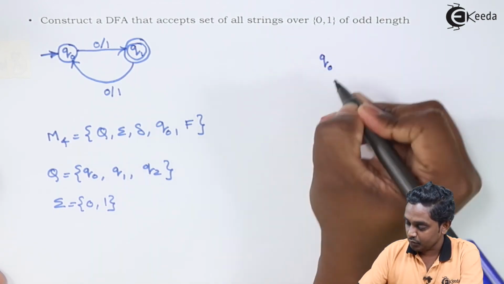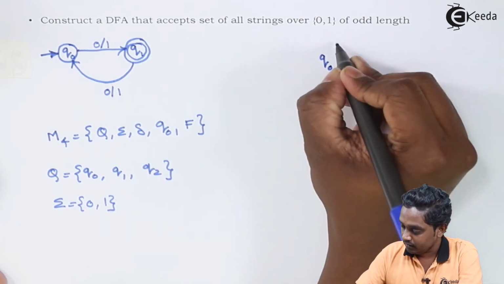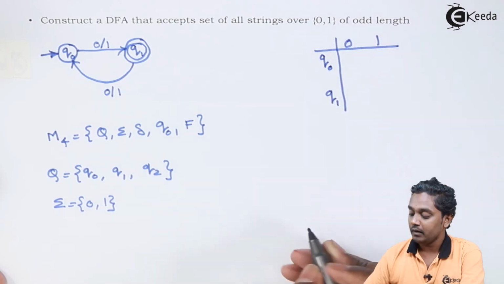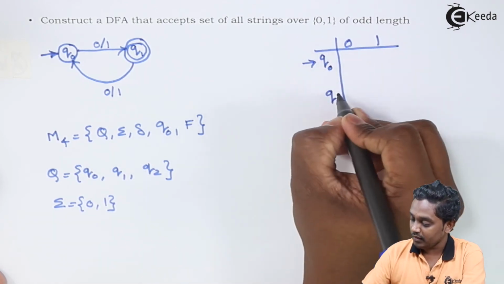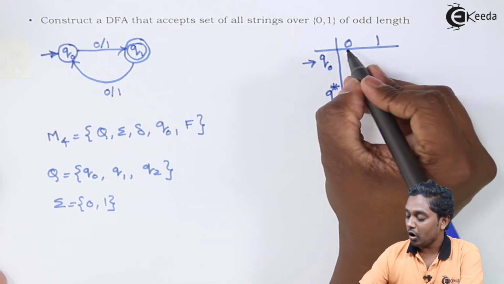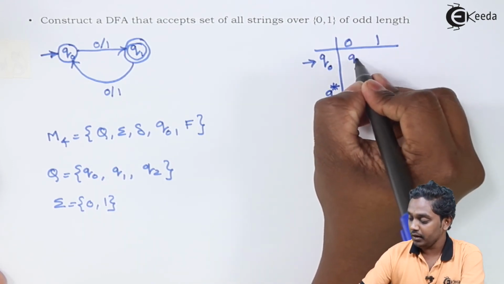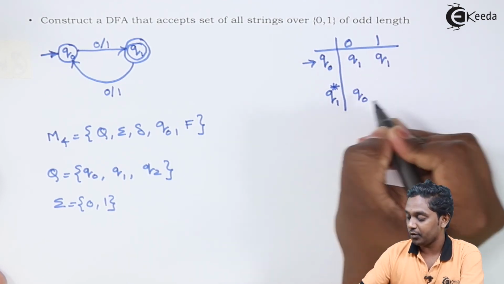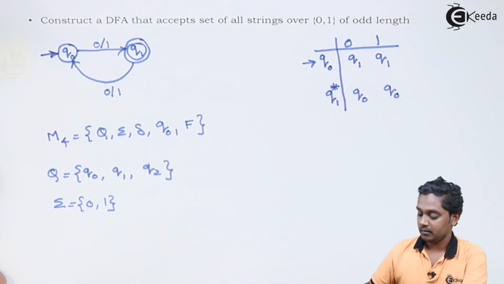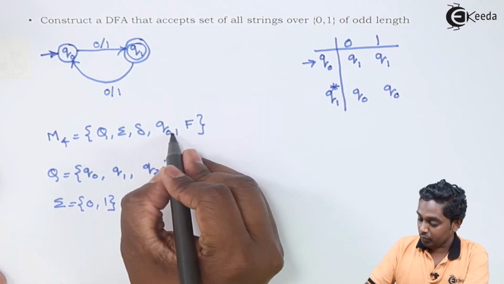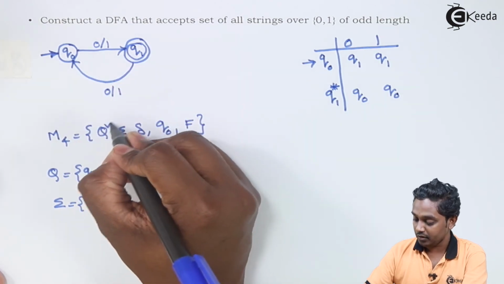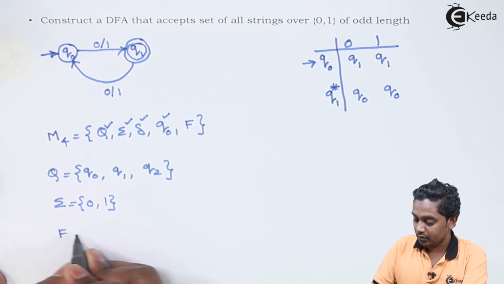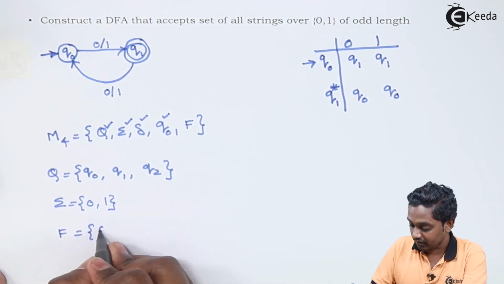Let's say there are two states Q0 and Q1. On the input alphabet 0 and 1, Q0 is our initial state, Q1 is our final state. We mark them. On an input alphabet 0, it is going to Q1. On 1 also it is going to Q1. From Q1 it is coming back to Q0. We know that Q0 is the initial state, so we are done with Q, sigma, delta, Q0. What is the set of final states? The set of final states has only one, that is Q1.